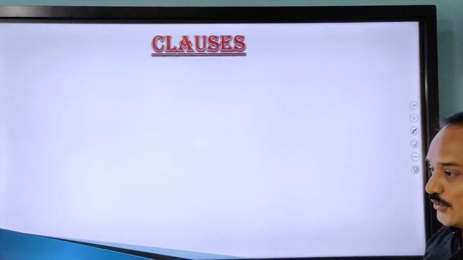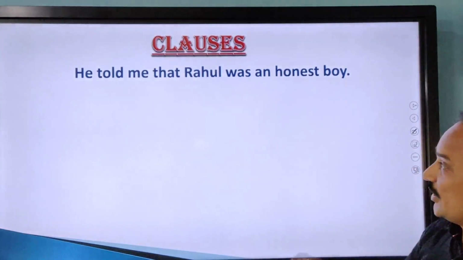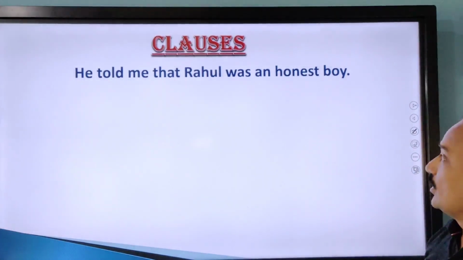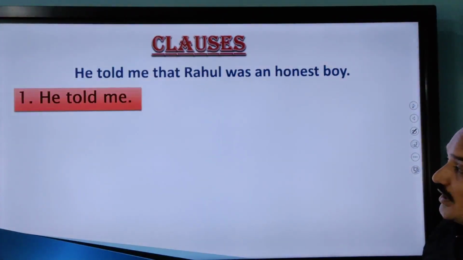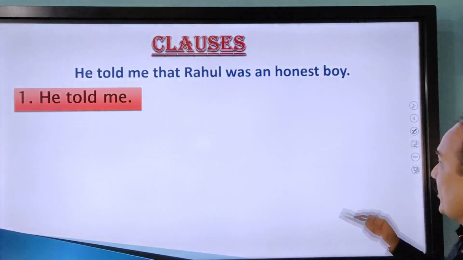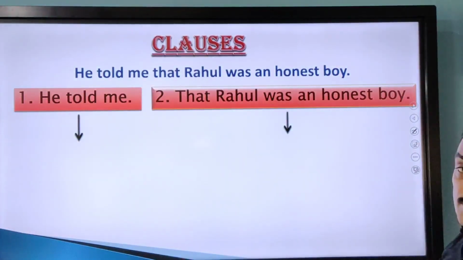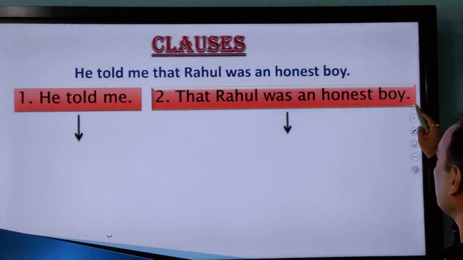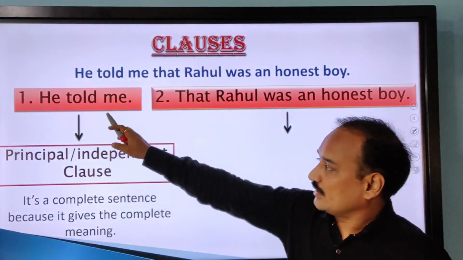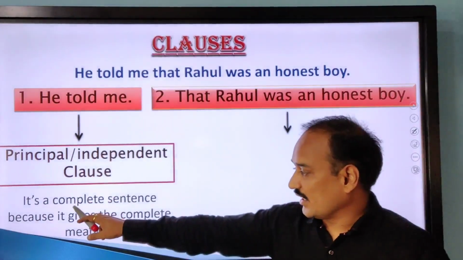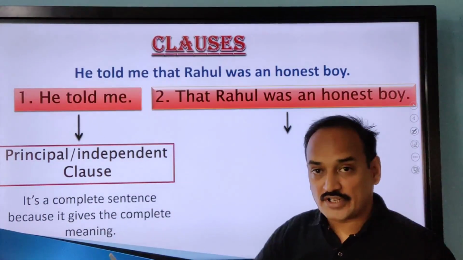Again, we are going to understand it in a deeper way. That same sentence: he told me that Rahul was an honest boy. Rahul was an honest boy. He told me. Again, I am separating it to make you understand the difference between these two clauses. The individual sentence is a complete sentence because it gives the complete meaning.